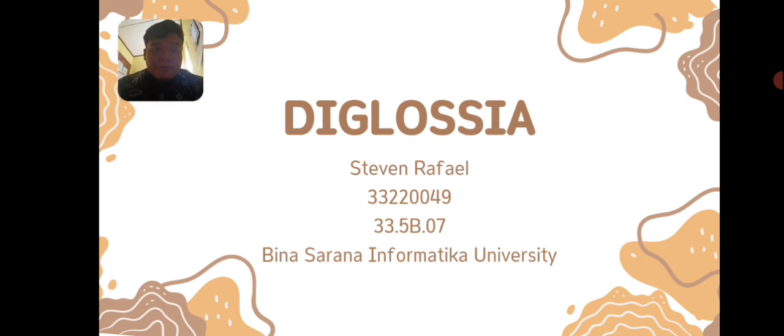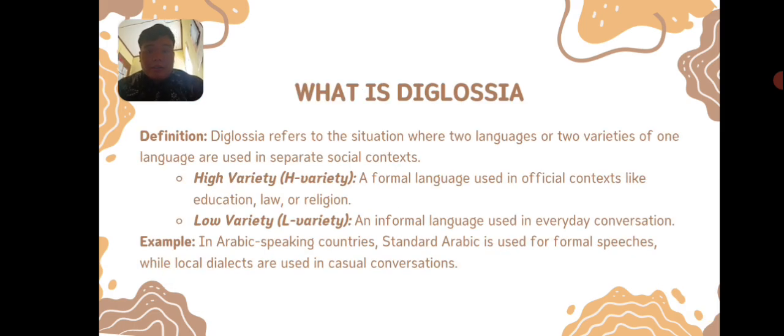Let's get started. So what is diglossia? Diglossia refers to the situation where two languages or two varieties of one language are used in separate social contexts. So these are two contexts. The first is the high variety, which we can call the H variety, the formal language used in official contexts, like in education, law, or religion.